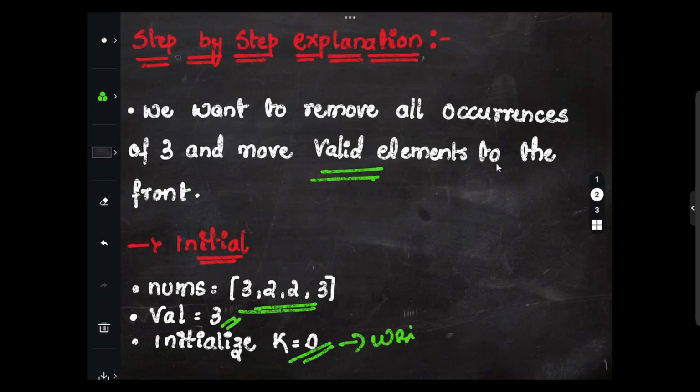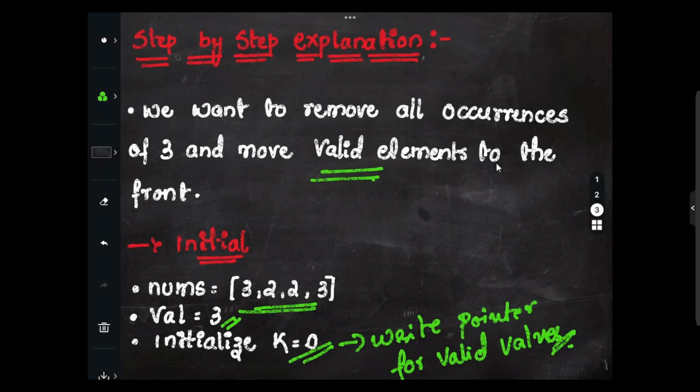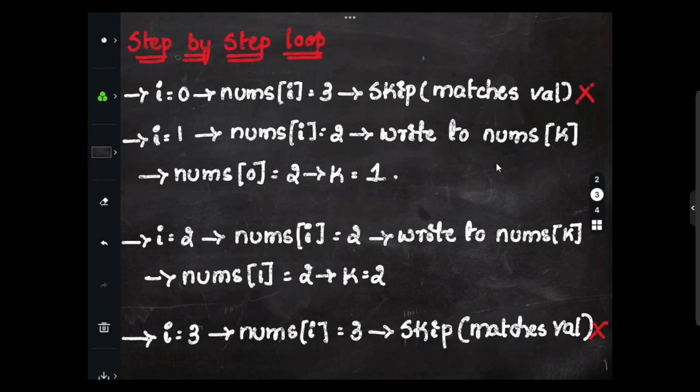This is nothing but the right pointer for valid values, right? We are initializing k equals 0. This is nothing but the right pointer for valid values. I hope the initialization part is completely clear. Let's move on with the next step.